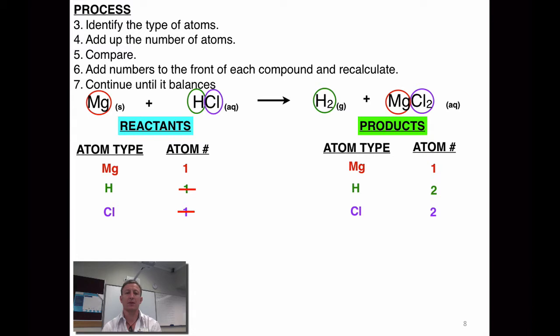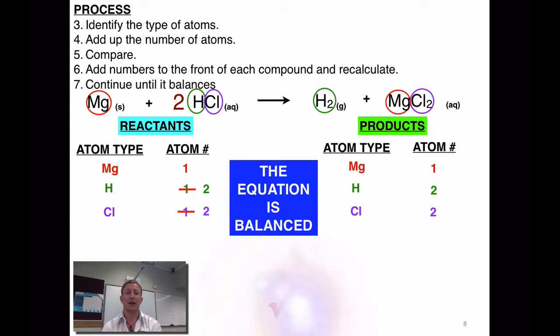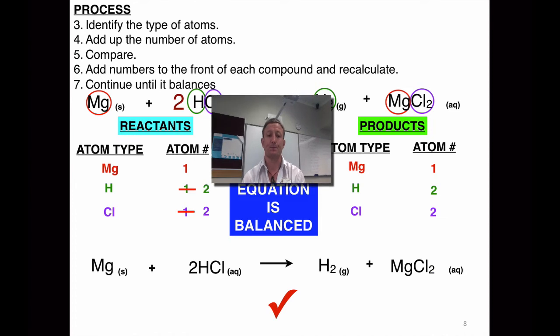So I've got to do something on the left hand side to turn those 1s into 2. Well, the way in which we do it is by putting a number at the front of the compound. Now the number we're going to put to convert 1 into 2 is the number 2. If I do that now, it means 2 lots of HCl, so I've got 2 hydrogens and I've got 2 chlorines. Now by looking at that, the equation is now balanced. The left hand side is the same as the right hand side. So the overall formula is Mg plus 2 HCl gives us H2 plus MgCl2.